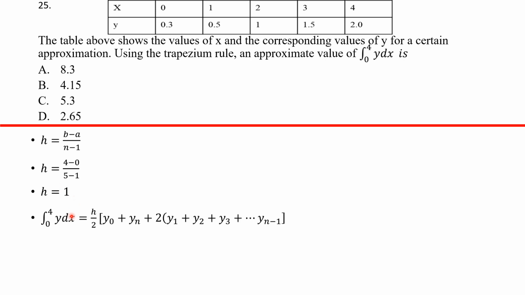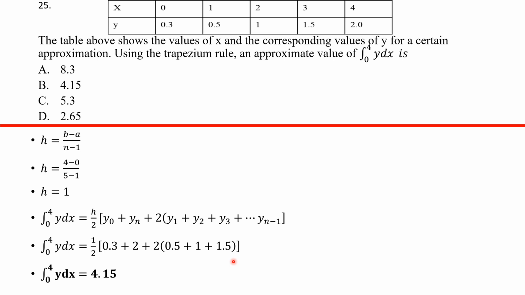Okay, so it's 1. So the trapezium rule means that if I'm integrating from 0 to 4 of y with respect to x, we'll simply have h over 2 times the ends, so y0 plus yn, plus 2 times the rest. So that integral is half. What are the ends? 0.3 and 2. So bring those two together first. Then plus 2 times what? The rest, 0.5 plus 1 plus 1.5. Yeah, that's it, and that's our integral. So it's 4.15 and our answer is B.